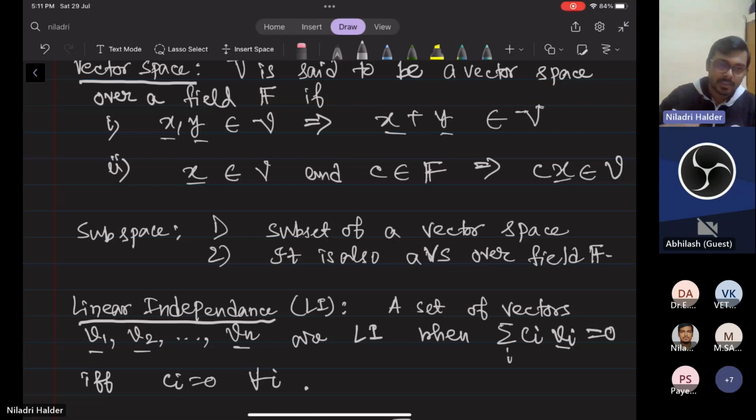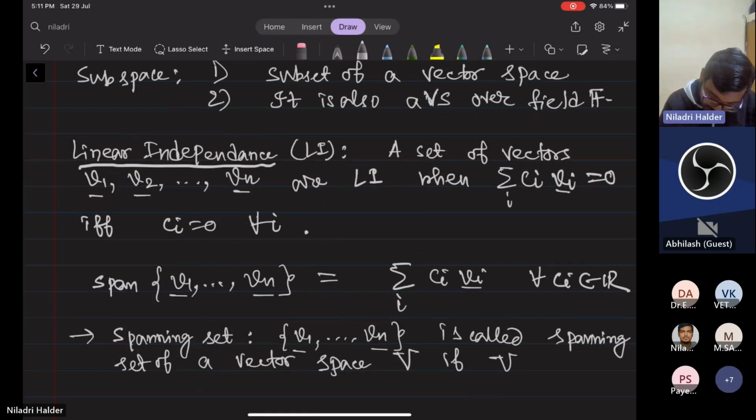So a vector space means these above two conditions should be satisfied. Then linear independence: a set of vectors v1 to vn is said to be linearly independent when the summation ci vi equals zero gives the solution ci equals 0 for all i. That means, suppose there are two vectors; I can give an example.